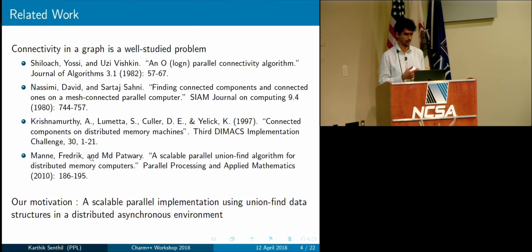But what we notice from the literature is that most of these implementations are highly focused or highly optimized for a shared memory-based parallel programming environment, or they're synchronous in nature. But our motivation is to develop a scalable parallel implementation that is highly suitable for a distributed asynchronous environment. And we are talking about the scales of hundreds and thousands of cores of a machine like Blue Waters.